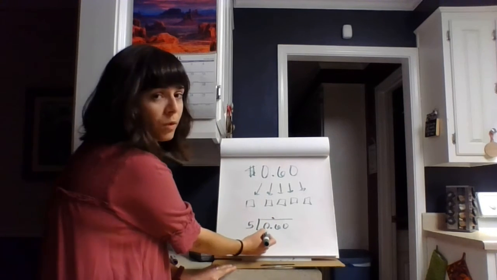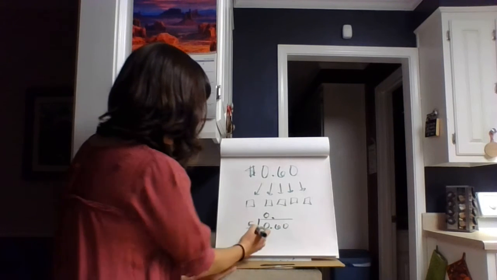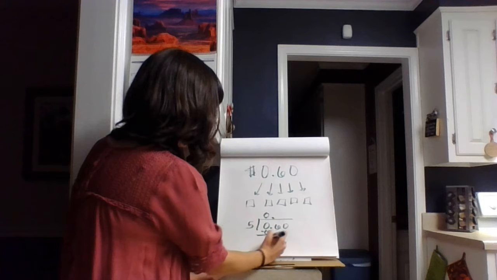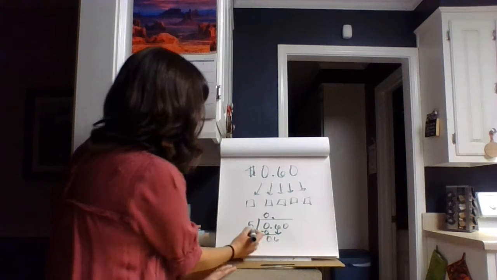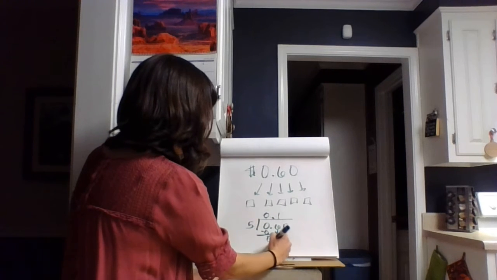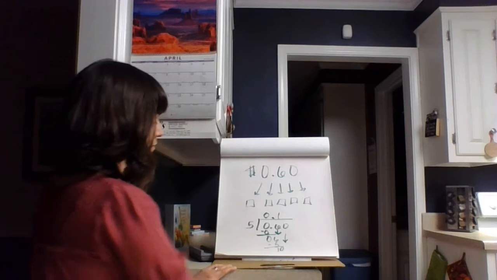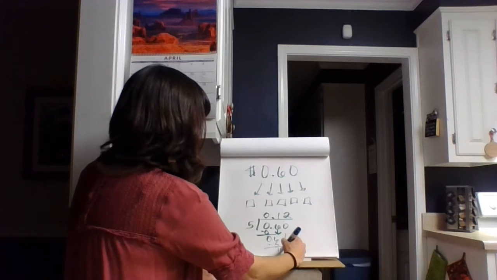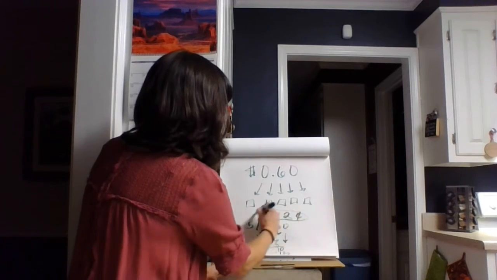Okay? 5, if I have 0, I can't pull out a group of 5, so that's going to stay at 0. 5 times 0 is 0. I subtract, I get 0, and then I bring down my 6. 5 goes into 6 one time. 5 times 1 is 5. And then I get 1, and I bring down my 0. 5 goes into 10 twice. 5 times 2 is 10. So each sticker is going to cost 12 cents.